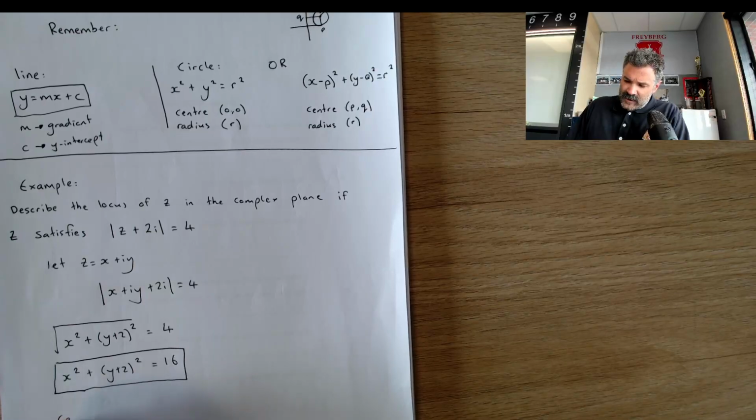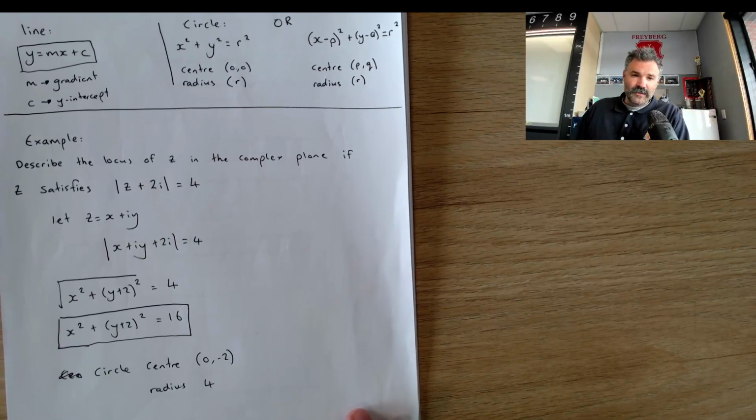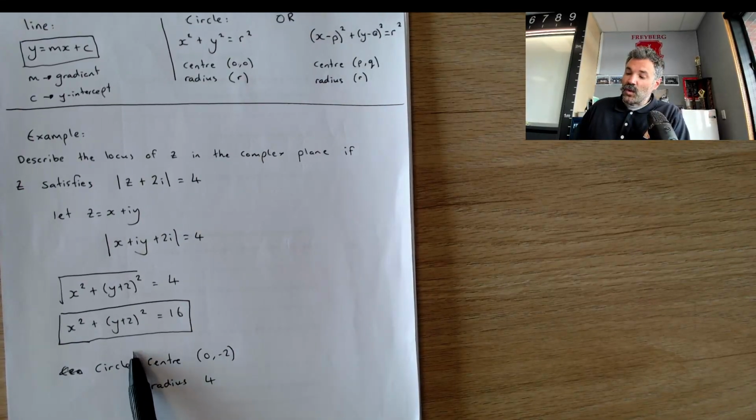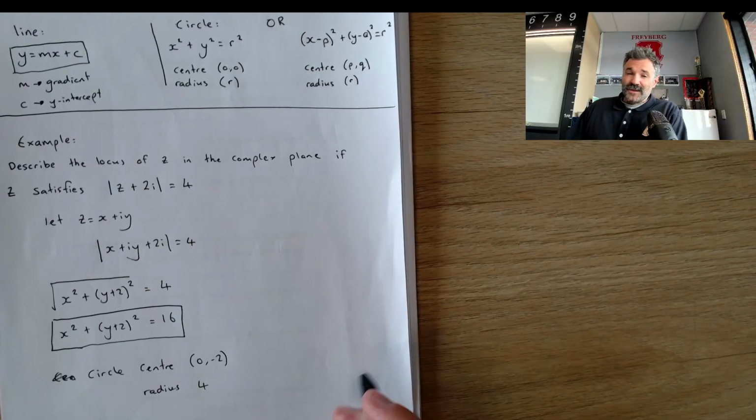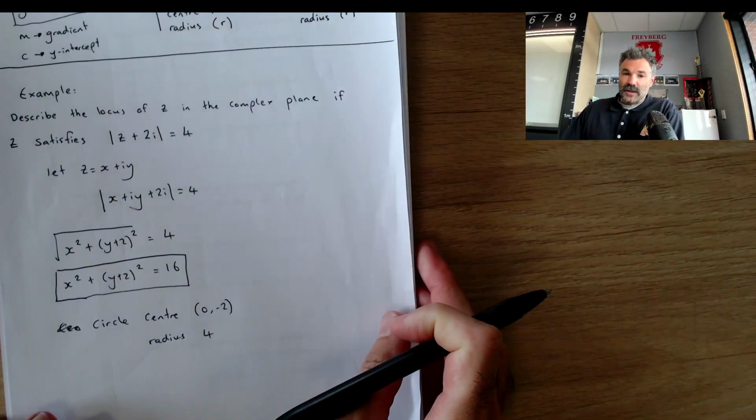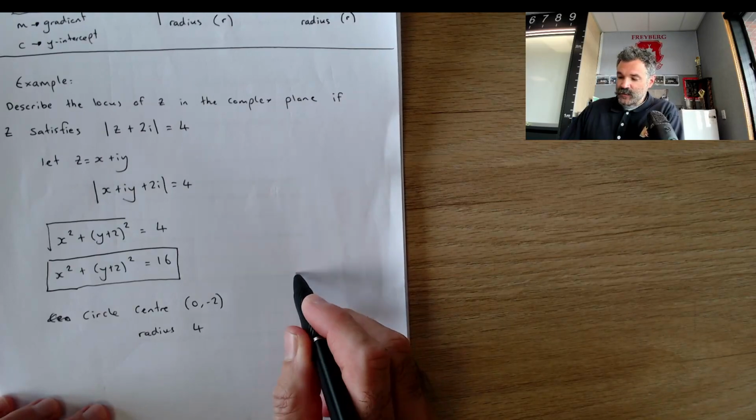So this has a center. It's a circle, I should say. A circle with center at (0, -2) and the radius 4. I've described it. This is the description, all the points on the circle. So we'll try to explain it a little bit. I'm not going to go too deep into it.